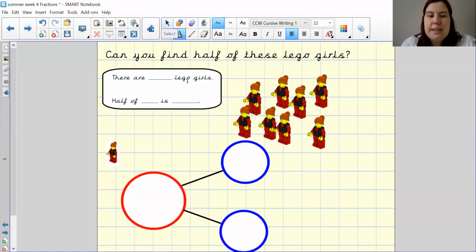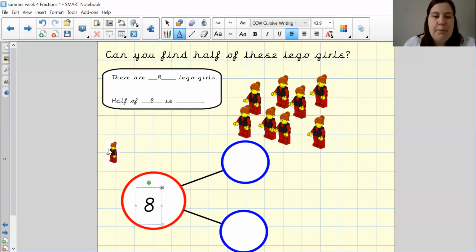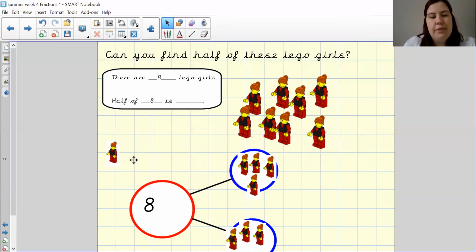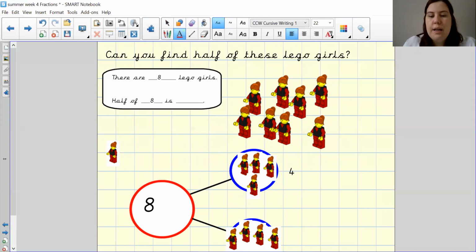And we could do exactly the same with a part-whole model. So I had 8 Lego girls to begin with. So I'm going to put my 8 in here. And all I would have done is separate them. 1, 2, 3, 4, 5, 6, 7, 8. And as you can see, the parts are equal to 4 and 4, which is exactly the same, which means that half of 8 is 4.